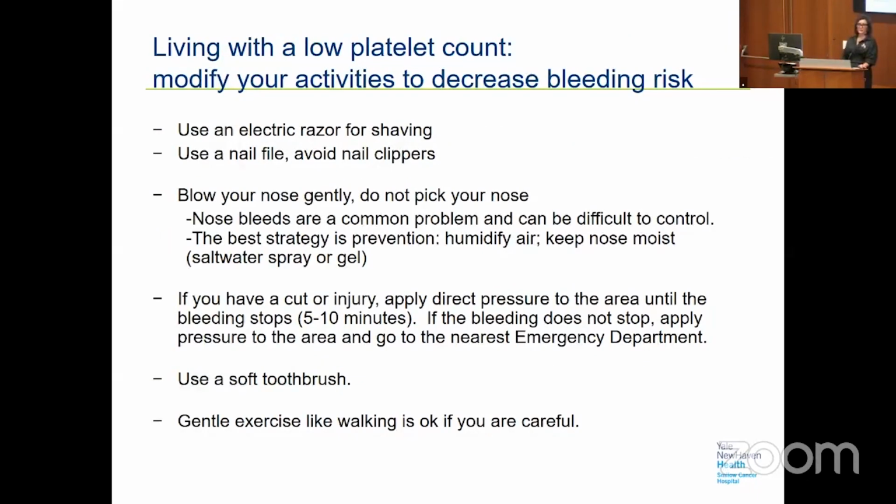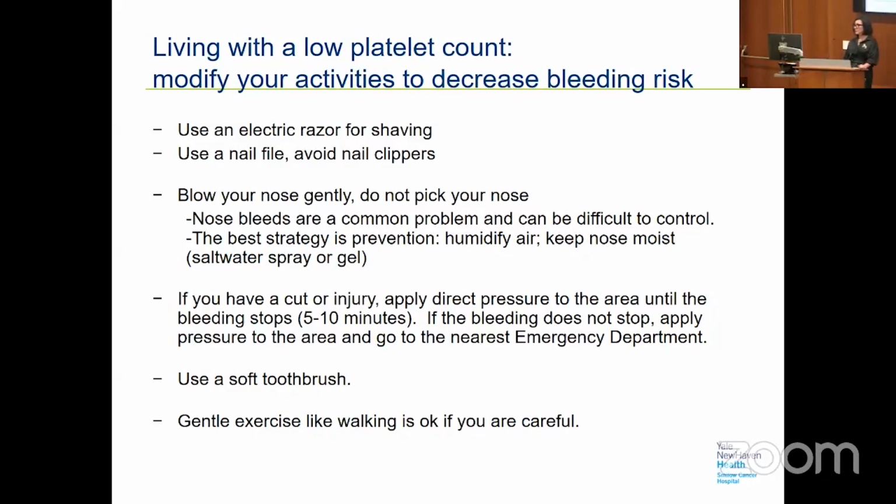Here are some simple things we could do to modify the risk for bleeding. Again, minimizing trauma to the skin is one way. So using an electric razor instead of a straight razor, using a nail file instead of nail clippers. I tell my patients to avoid nose blowing when their platelet count is very low, not putting anything in your nose. Nosebleeds are one of the most common problems in my patients that have a platelet count less than 20. So prevention is one of the strategies that we talk about.